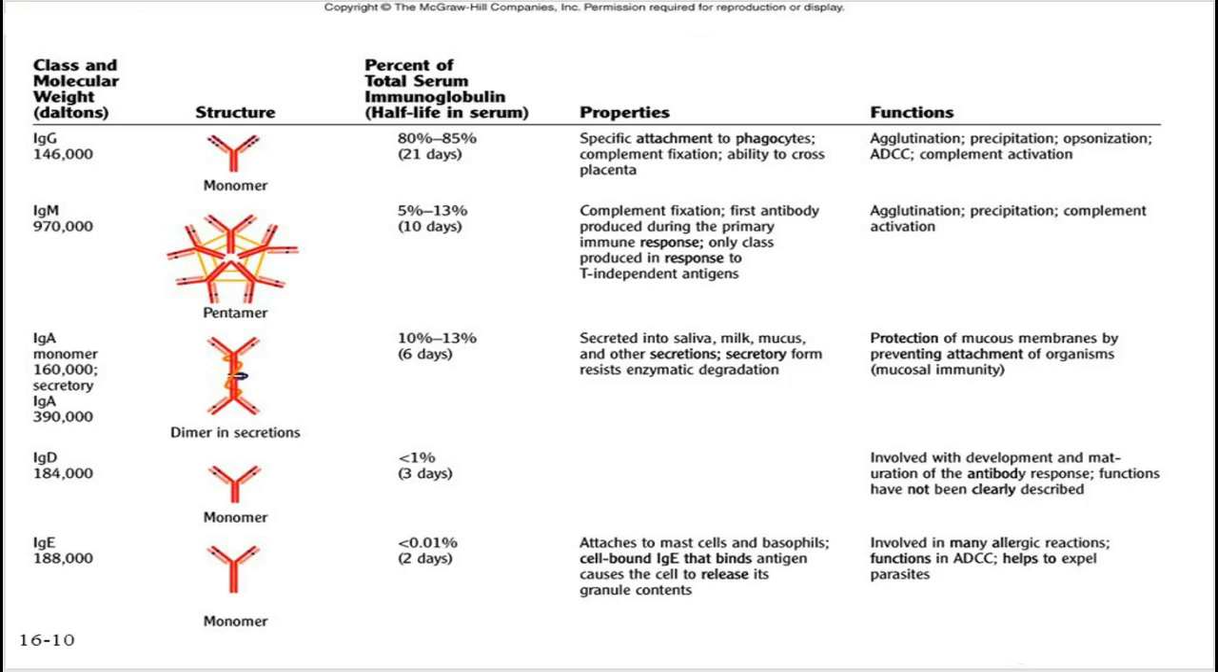It functions in agglutination, opsonization, and complement activation. IgM is the next most common antibody. It is a pentamer, so it's composed of 5 different Y subunits. It lasts about 10 days in the serum, and it composes about 5 to 13% of antibody production. It's involved in complement fixation.